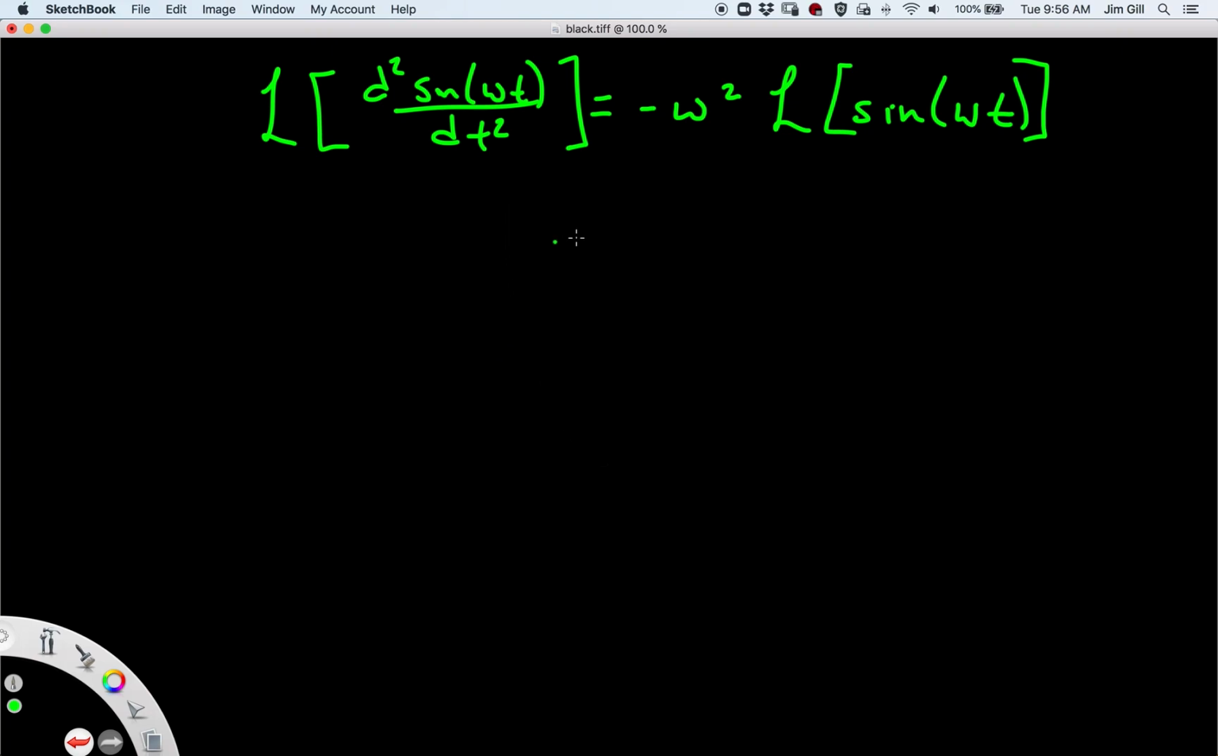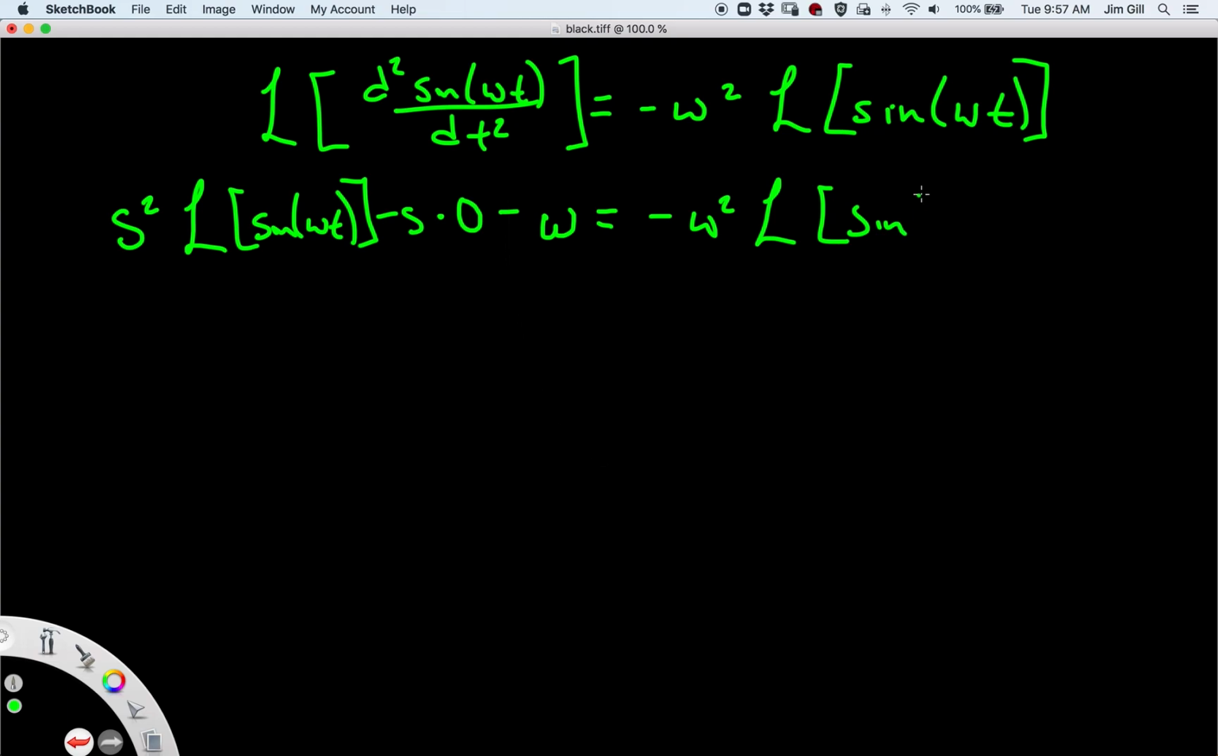Okay, now this on the left-hand side is the Laplace transform of the second derivative, and we just calculated what that is. That should give us s squared times the Laplace transform of sine of omega t minus s times the value of sine omega t at 0, which is 0, minus the value of the derivative of sine omega t at 0. The derivative of sine omega t is omega cosine omega t. Plugging in 0, we get cosine of 0, which is 1, so that omega stands. And that is going to be equal to negative omega squared times the Laplace transform of sine of omega t.